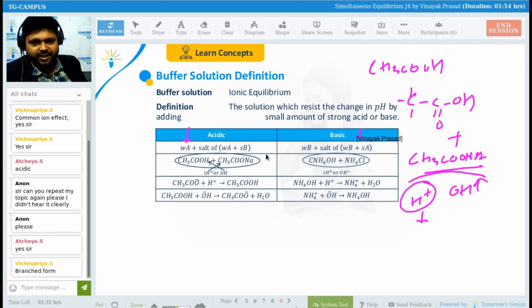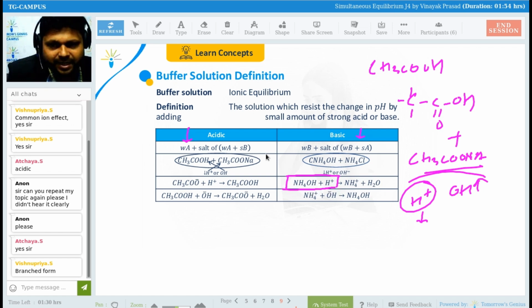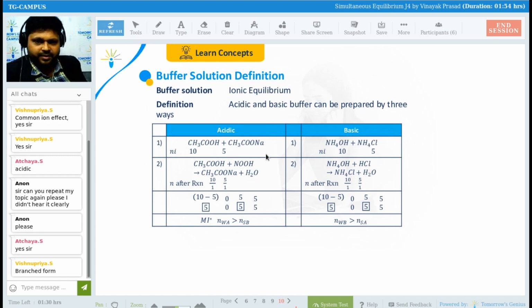Now, if you look at the basic buffer, we have a weak base, and a salt of weak base and strong acid. Salt of weak base and strong acid. Again you can see here, weak base and salt of weak base and strong acid. So H plus ion and OH minus ion, so finally we'll be getting NH4 plus and H2O, so NH4OH plus H plus ion. Getting my point? You can see that all of these are buffer solutions.